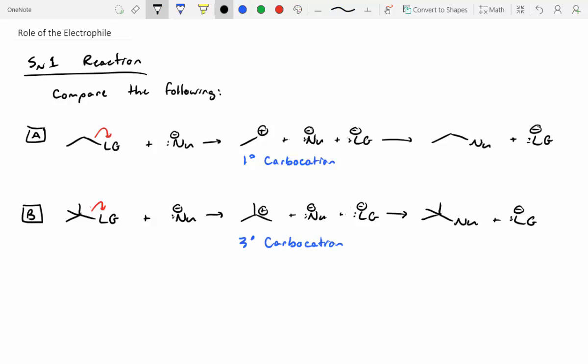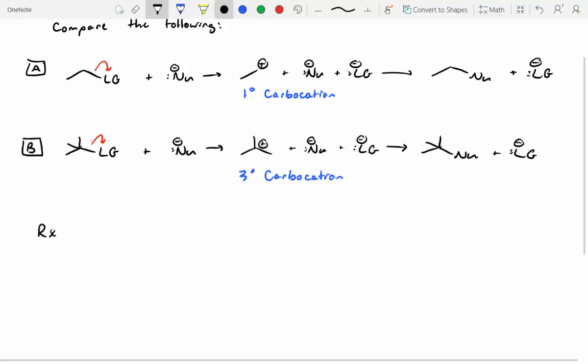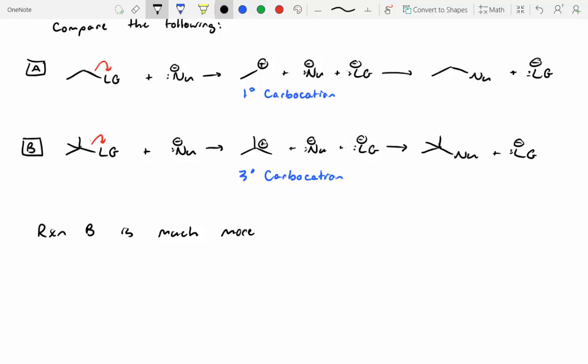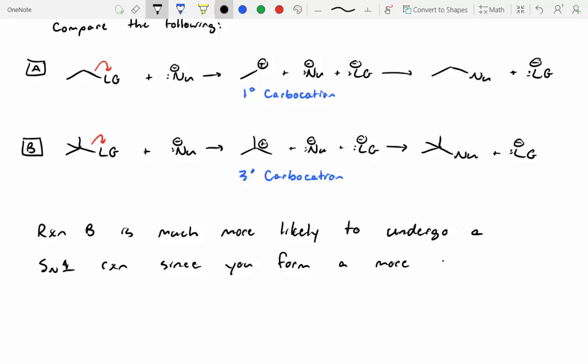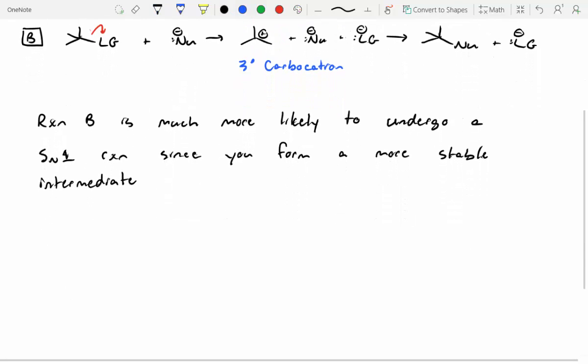And let's make a note of this. Reaction B is much more likely to undergo an SN1 reaction since you form a more stable intermediate. And this is in general true with all SN1 reactions.